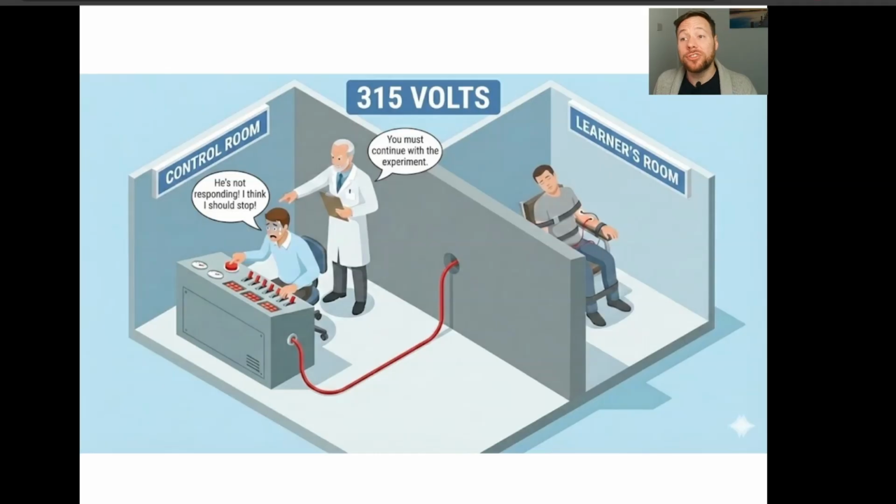They get to 315 volts. The actor in the other room goes silent. He pretends to have passed out. The volunteer panics and says, "He isn't responding. We should stop the experiment." The man in the lab coat just replies, "The experiment must continue."